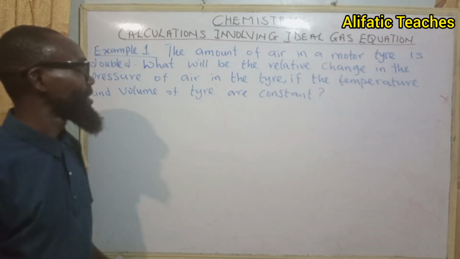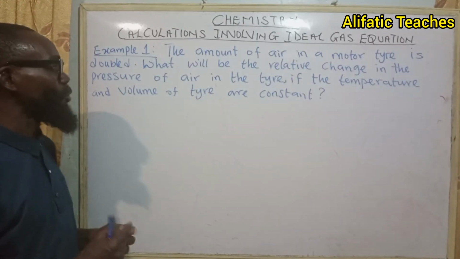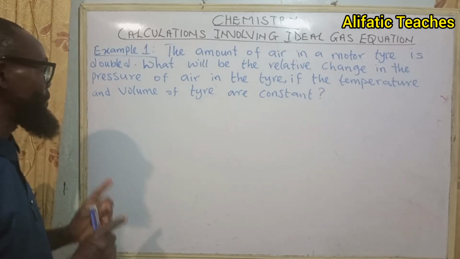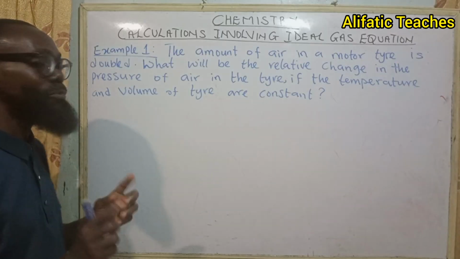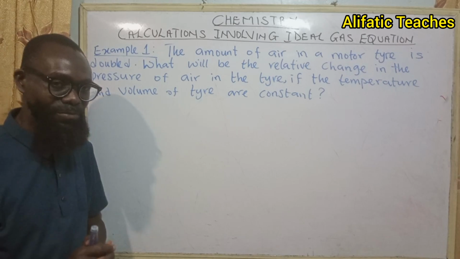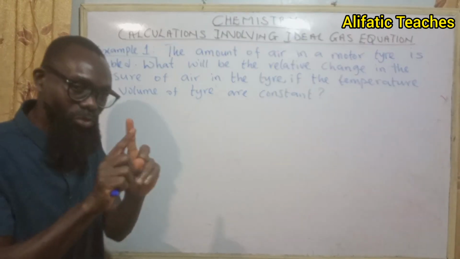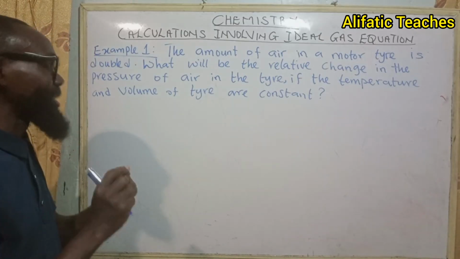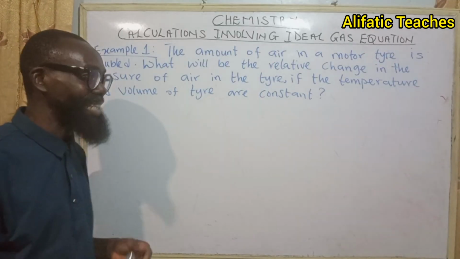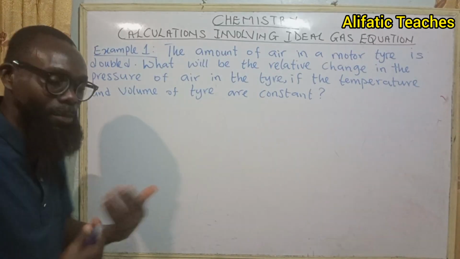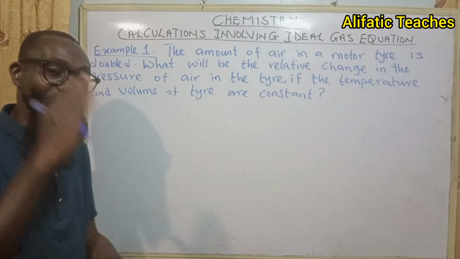Example 1. The amount of air in a motor tire is doubled. What will be the relative change in the pressure of air in the tire if the temperature and volume of the tire are constant? We were told that the amount of air, that is the n value, in a motor tire is doubled. Then what will be the relative change? That is, what will the pressure be when the amount of gas in that tire is doubled?